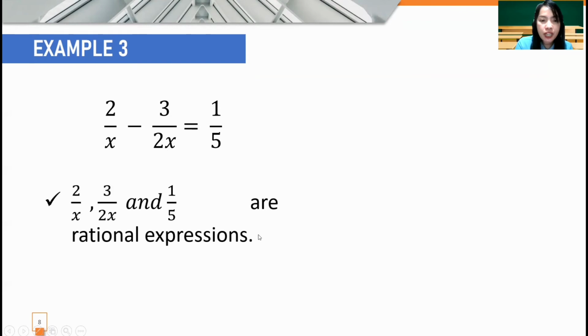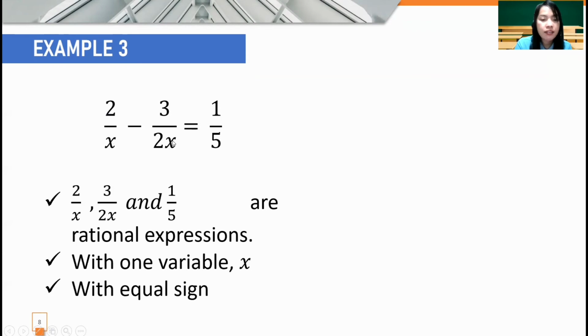Example, 2 over x minus 3 over 2x equals 1 over 5. What are the rational expressions here? We have 2 over x, 2 is a polynomial, x is a polynomial, therefore 2 over x is a rational expression. 3 over 2x, this is a rational expression, and 1 over 5 is a rational expression. There's only one variable, which is x here, and there is an equal sign. This one is a rational equation.